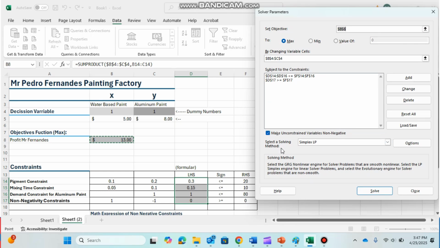Now remember that we are solving using linear programming, so you can check down here. We have GRG nonlinear. We have evolutionary, but we are only looking at the simplex LP. So that's the problem we are solving, so leave that for now. In the next examples, we'll be looking at other problems that are not linear. So okay, let's click this, then everything's okay, then we say solve.